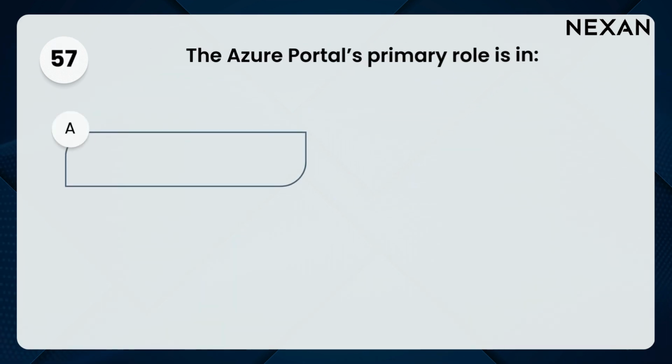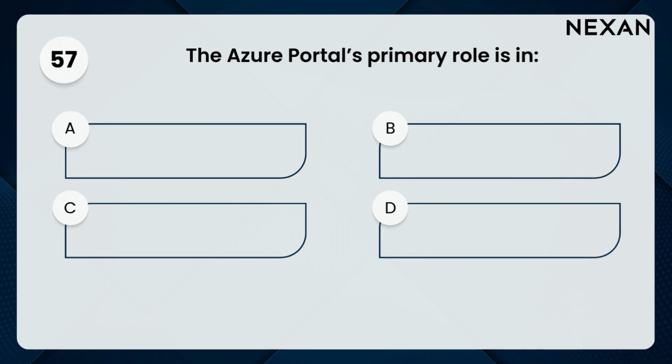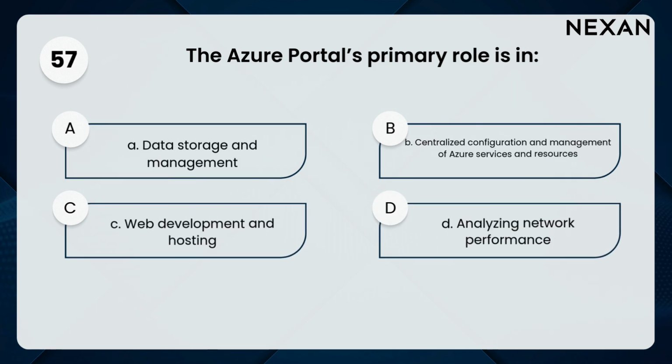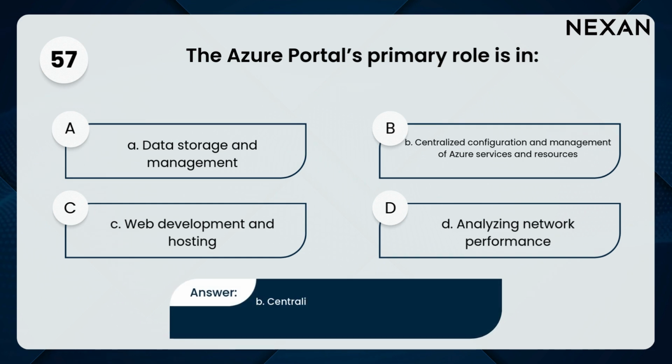57. The Azure portal's primary role is in A. Data storage and management. B. Centralized configuration and management of Azure services and resources. C. Web development and hosting. D. Analyzing network performance. Answer: B. Centralized configuration and management of Azure services and resources.